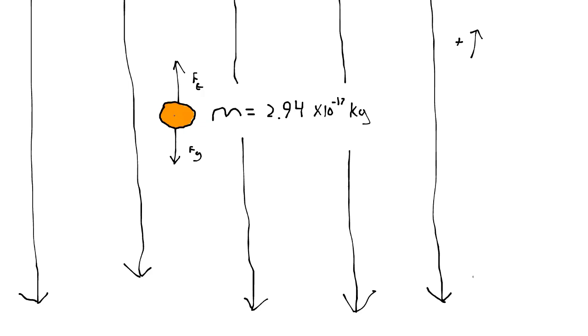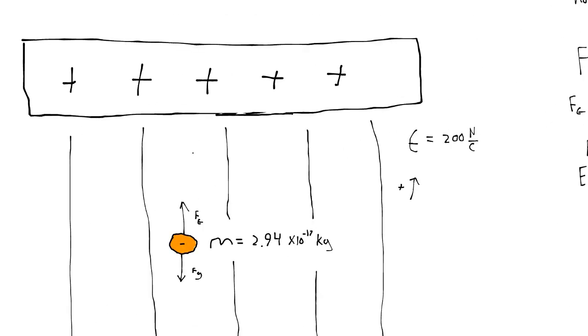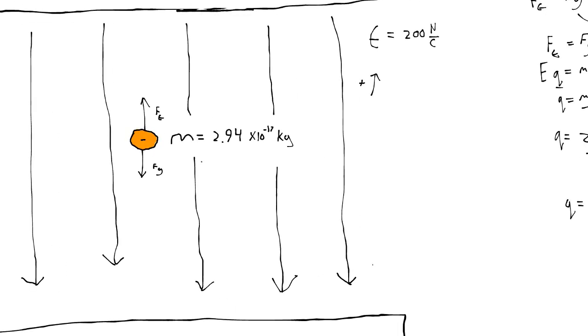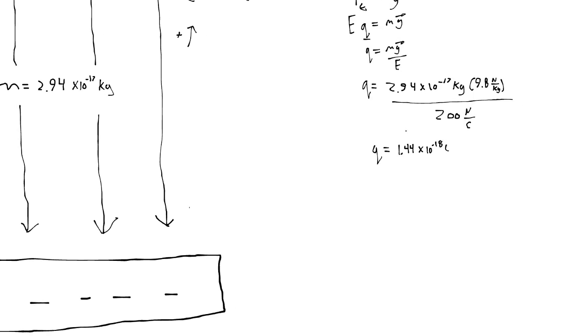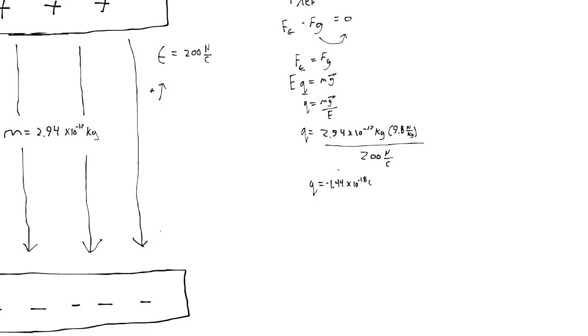So if this was negative, then it can have the repulsion force from the negative and the pull force from the positive here. So then it would go upwards, right? So therefore it could cancel out with the force of gravity. So this thing has to be negative. So this is negative 1.44 times 10 to the negative 18.